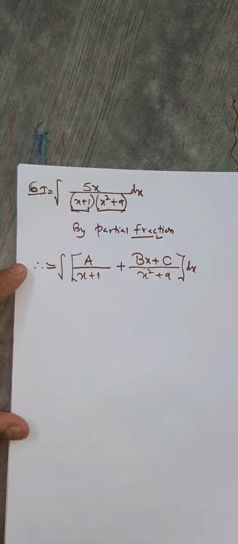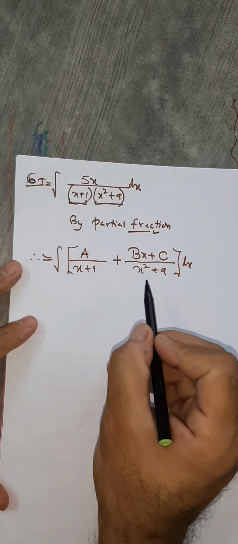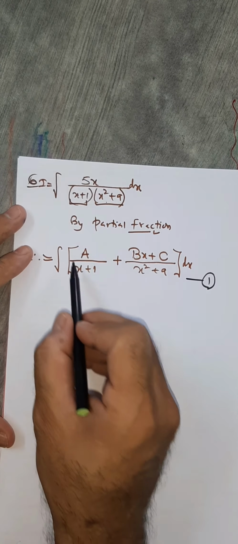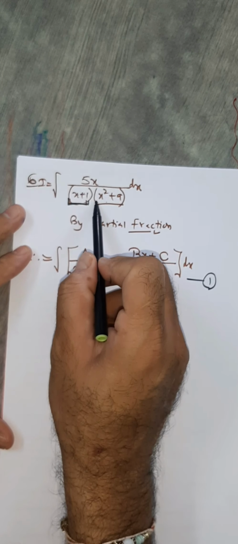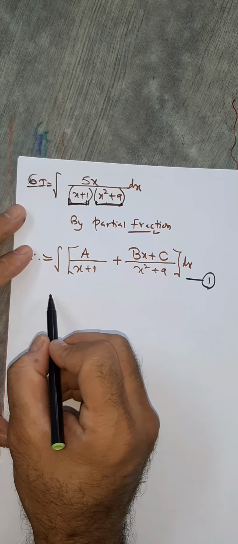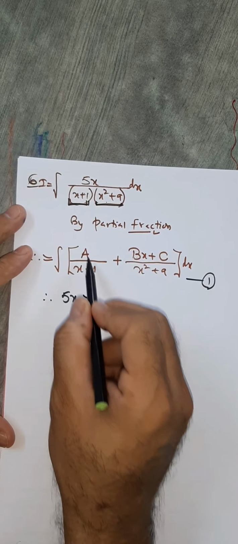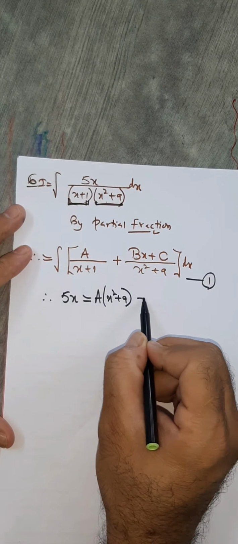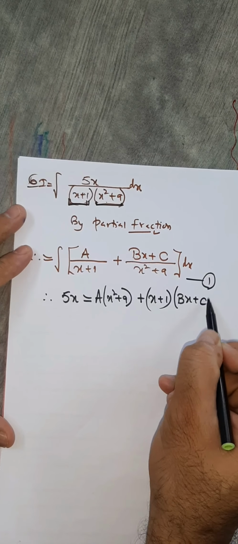Now the only important point is here, get A, B, C and place them. That's all in all the solution. How will we do this? We can call this 1. We find A, B, C and we place them here. I hope this is clear to you. The numerator is not important here. For this you write a constant, for this quadratic you write the linear. Now compare the numerators. What's the numerator? 5x here. If you take the cross multiplication, A into x squared plus 9 plus x plus 1 into Bx plus C.